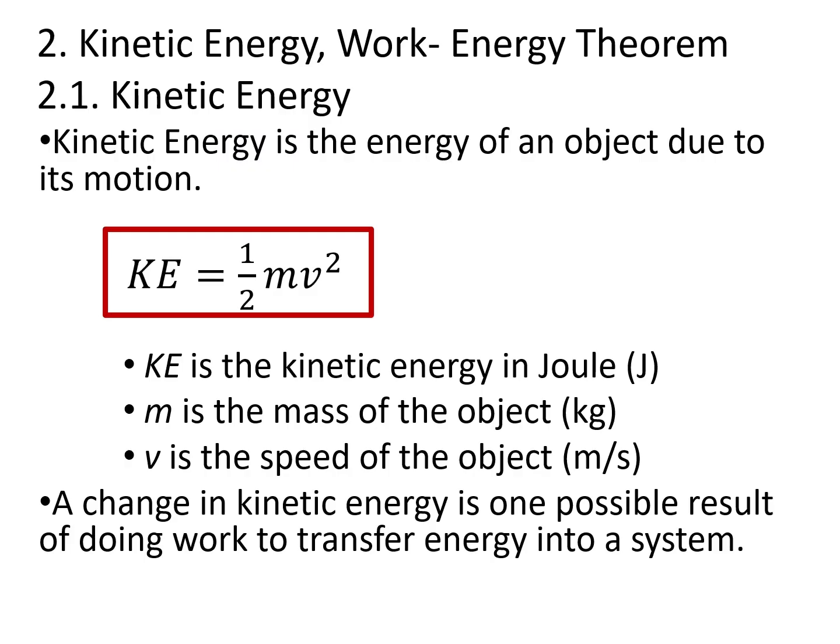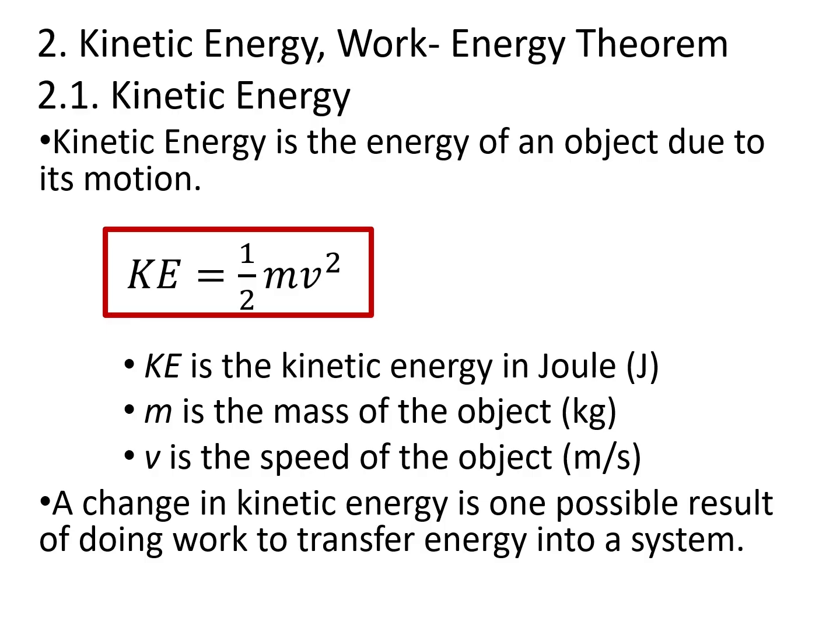Kinetic energy is the energy an object has because it's moving. The equation is KE equals 1 half mv squared. Here KE is kinetic energy measured in joules. The symbol m is the mass of the object in kilograms and v is the speed of the object in meters per second. There are two important ideas in this equation.